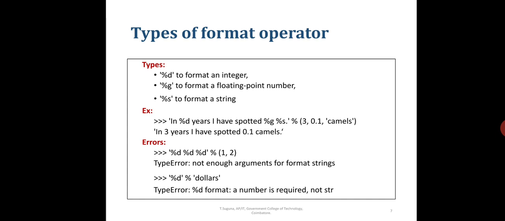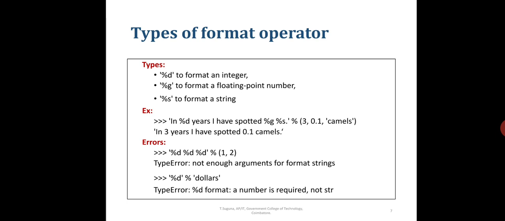If there is more than one format sequence in the string, then the second argument has to be a tuple. Each format sequence is matched with an element of the tuple in order. The following example uses the types of format operators we are going to use: %d to format an integer, %g to format a floating point number, and %s to format a string.